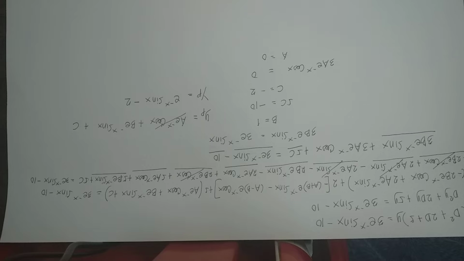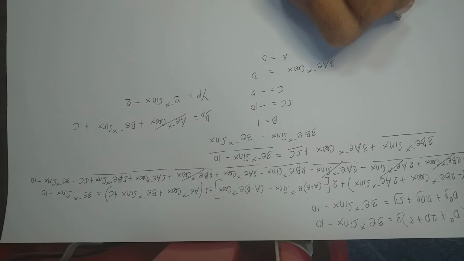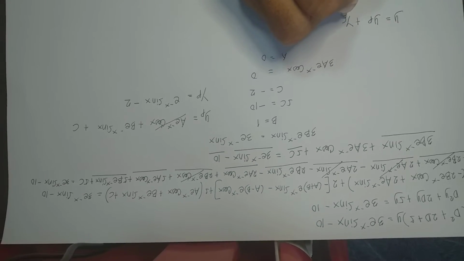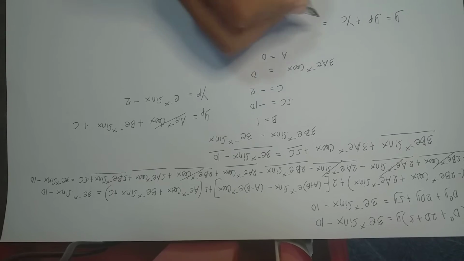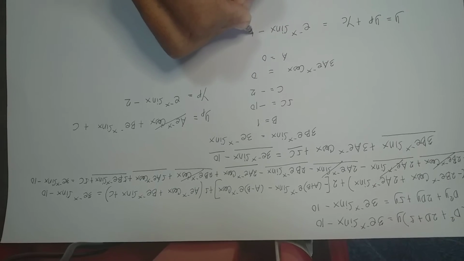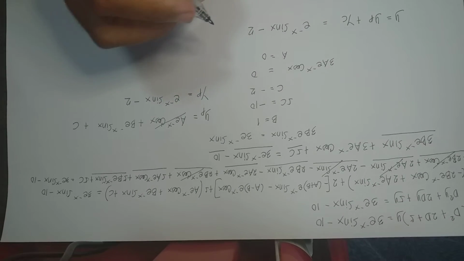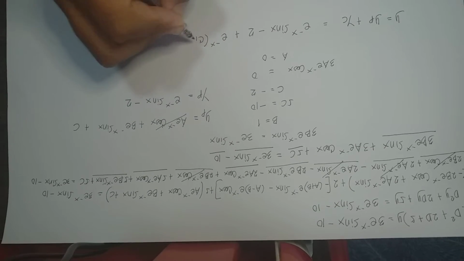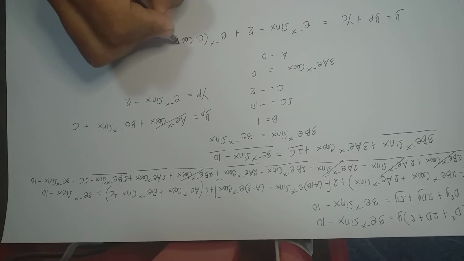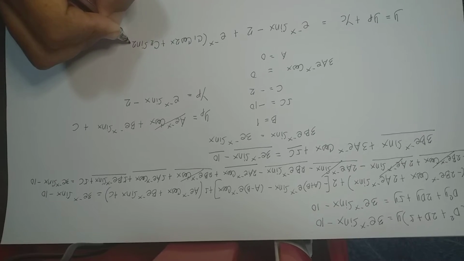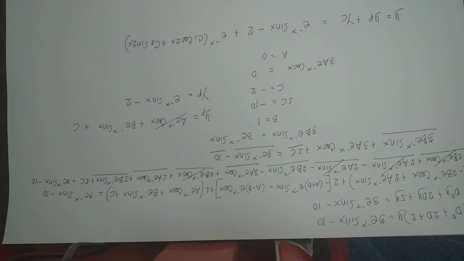So what is now our final solution? The final solution, y is equal to yp plus yc. In this case, your yp is e to the negative x sine x minus 2, and your yc is e to the negative x times c sub 1 cosine 2x plus c sub 2 sine 2x. And that is our solution for problem number 2.